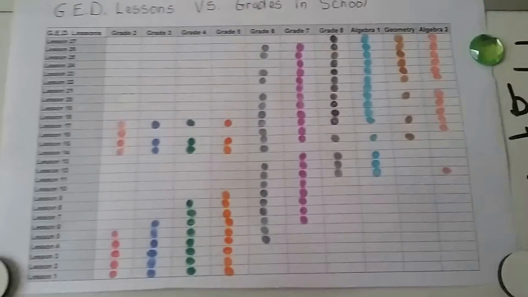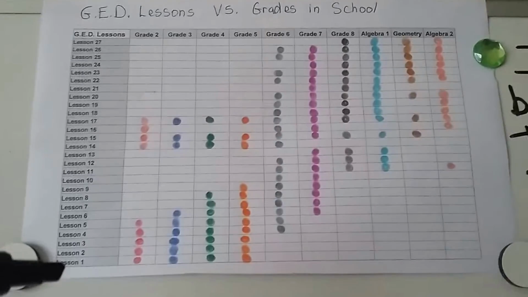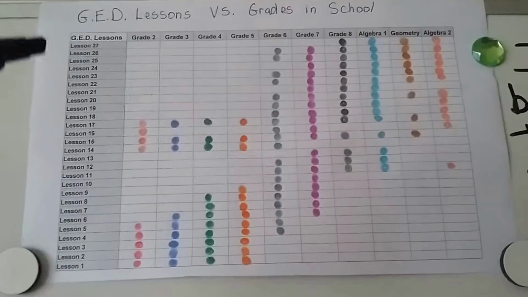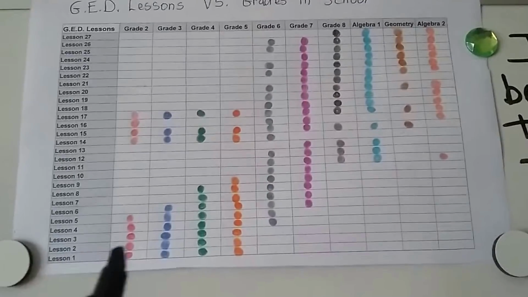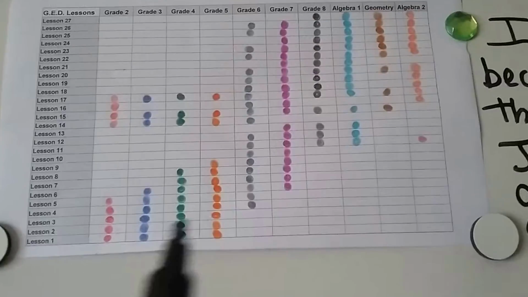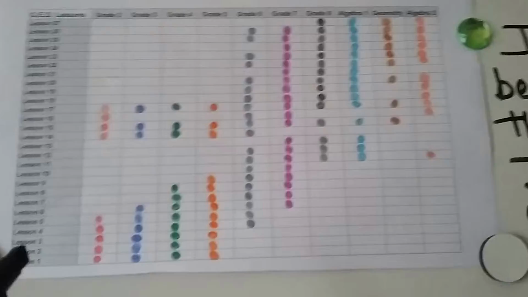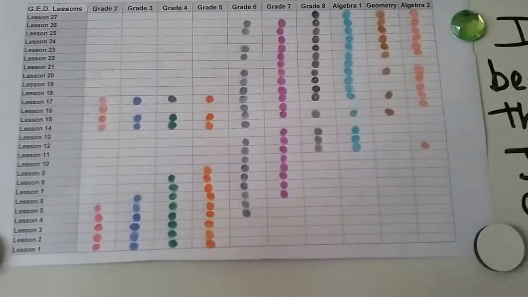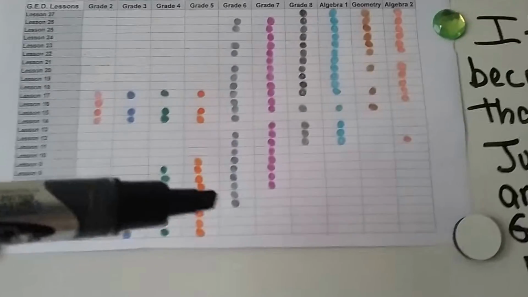These are the GED lessons compared to grades in school. So the book we're working out of goes from lesson 1 all the way up to lesson 27. All right? And you can see the grade school and middle school and high school levels that go with the GED lessons. So right now we're at lesson 5. We're right here. We're still doing 2nd, 3rd, 4th, 5th, 6th grade work.